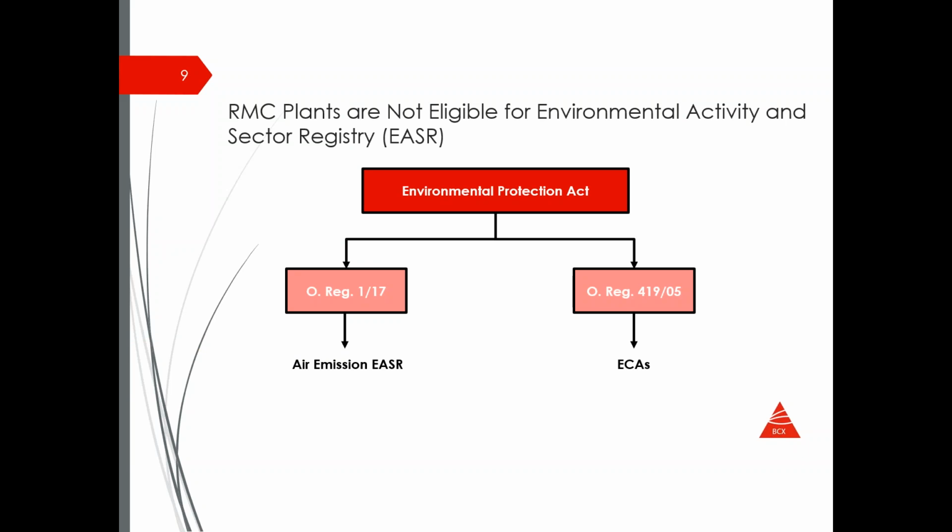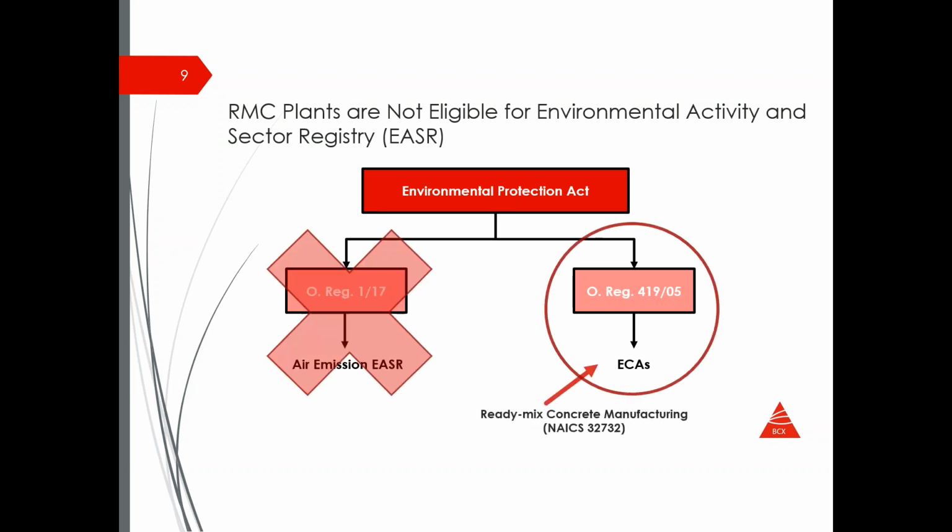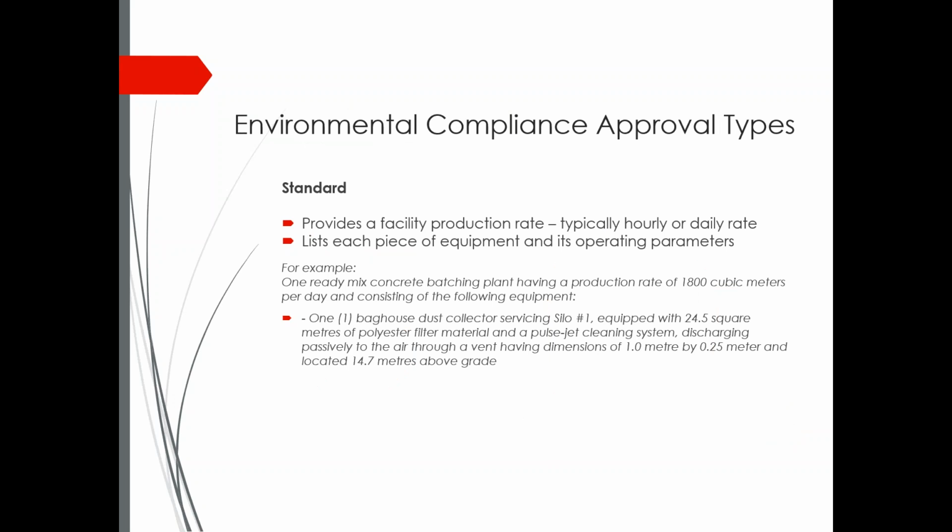First off, RMC plants are not eligible for ESER. They do fall under the ECA domain due to their NAICS code. So, you have to get an ECA for an RMC plant. You can't do an ESER for it. The first type of ECA approval is a standard one. What it does is it lists its production rate, typically an hourly or daily rate, and each piece of equipment and its operating parameters. You can see below there's an example, ready-mix concrete batching plant. Its production rate, and you'll have a list of equipment like your bag houses and loading point dust collectors, etc.